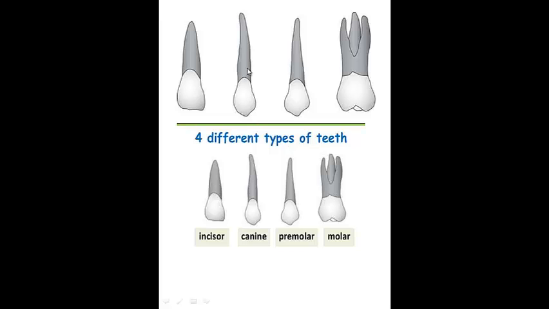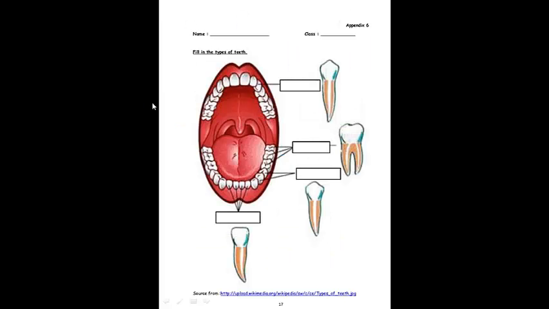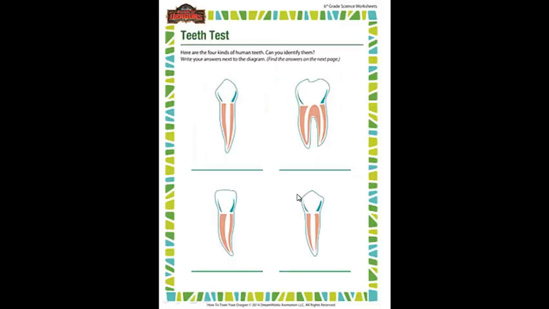Incisors, canine, premolars and molars, and this part is the root while this part is the crown. We can name these so easily. The front teeth, incisors, have a flat crown. Sharp teeth in the corner, canine. So many roots, molars, and before molars we have premolars. We have to name them according to their shape.